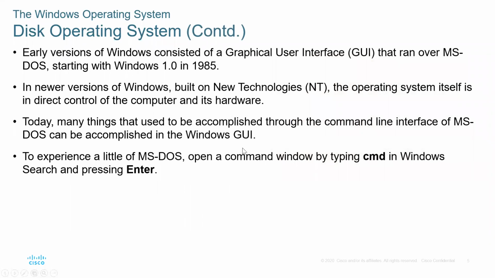The earlier versions of Windows consisted of a GUI that we talked about before, which ran over the top of MS-DOS, which started with Windows 1.0 in 1985. The newer versions of Windows were built on, quote, new technologies, or the NT version of the operating system, with direct control of the hardware and the computer itself. So today, many things accomplished through the command line interface of MS-DOS can be accomplished through the Windows GUI. To experience a little bit of MS-DOS, you can type in CMD in the Windows search and hit enter, and you'll end up getting the command prompt.